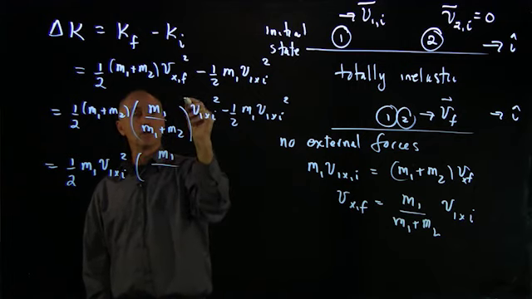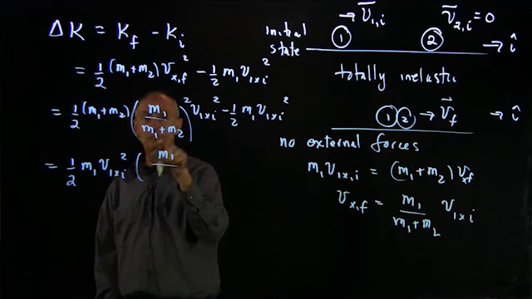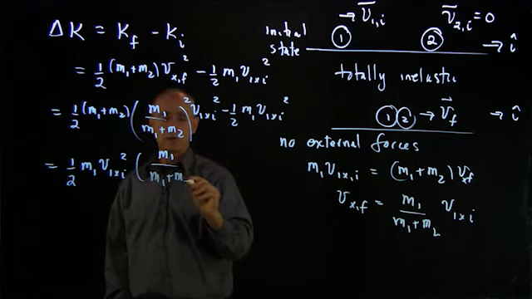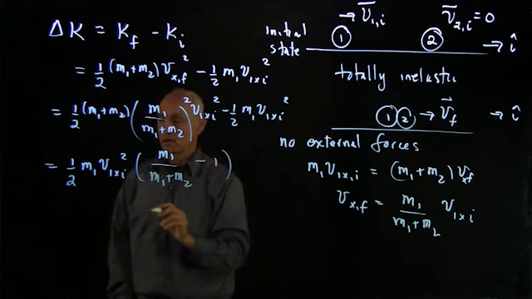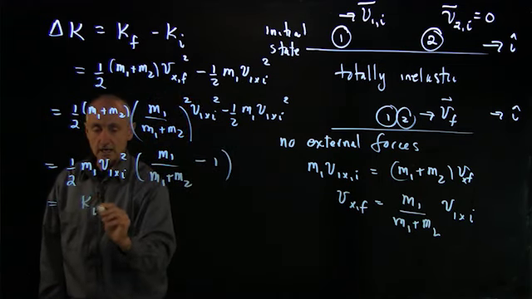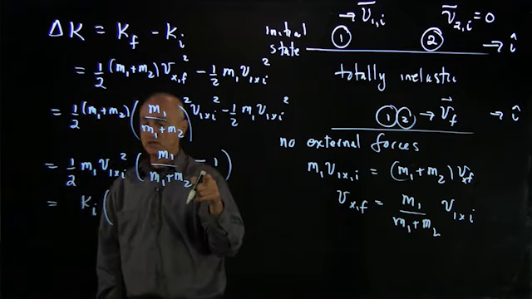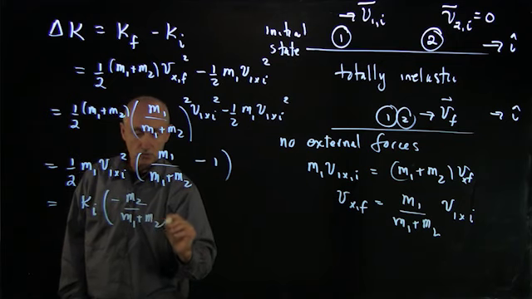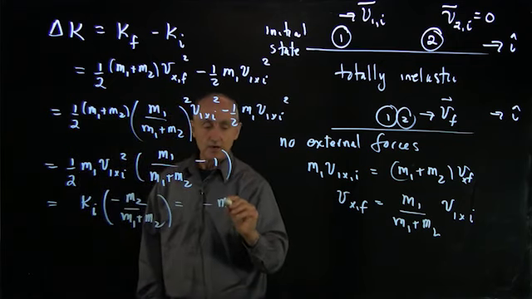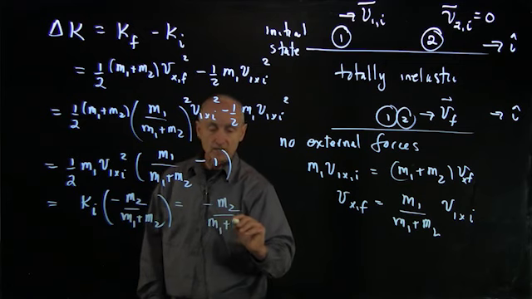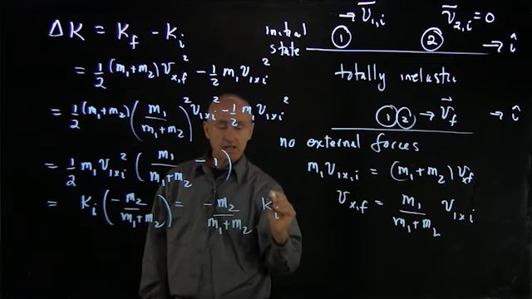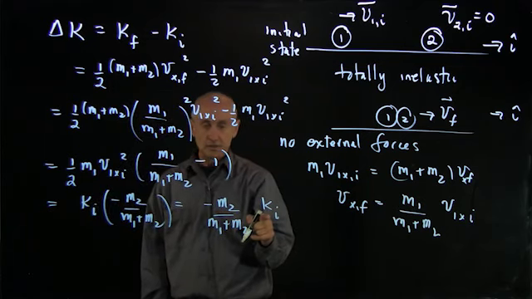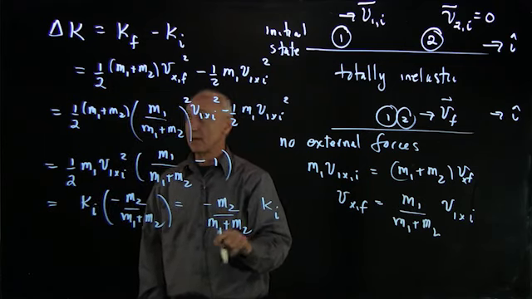Now remember, we didn't square that. We have an m1 plus m2 inside. So there's an m1 plus m2 minus 1. Now, this is the initial kinetic energy. And when we subtract these terms, we have negative m2 over m1 plus m2. And so what we see here, I'm just going to rewrite this again, is that the change in kinetic energy just depends on the initial kinetic energy and this mass ratio.